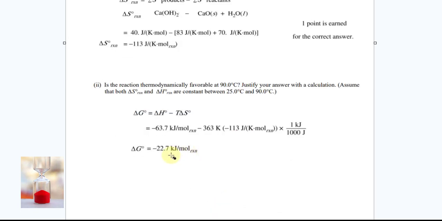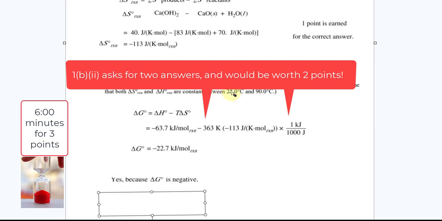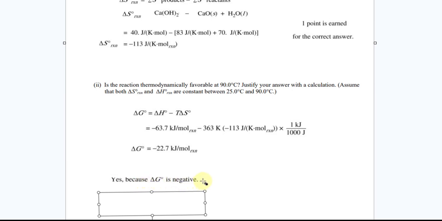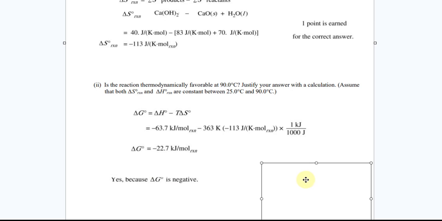And of course, that's the last part here. Yes, it is thermodynamically favored. That's what they ask. So yes, it's good enough. And then you justify that by saying delta G is negative. Now, in your calculation, if you had a plus here, it would indicate that it is not thermodynamically favored. And if you would have said yes because the delta G is negative, your answer would be wrong. But if you said no because the delta G is positive, you'd get the point for this answer. Your answer must be consistent with your calculation.